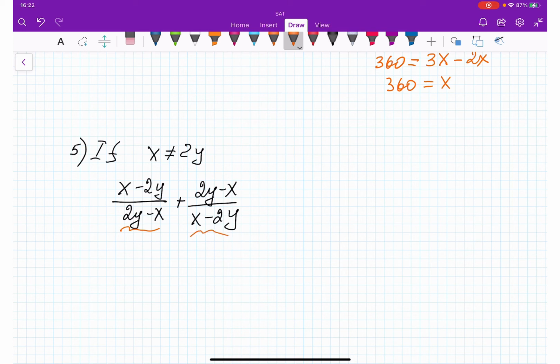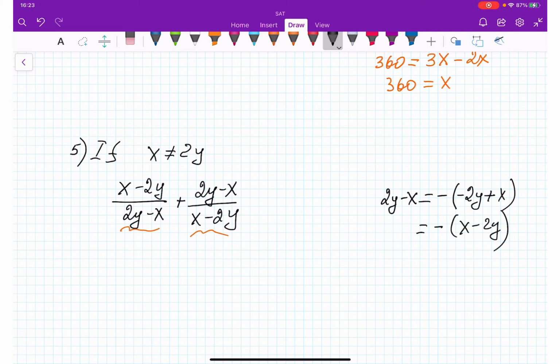What are we going to get? To make them equal, look here, 2y minus x. What if I put a negative sign in front and in parentheses I'm going to flip the sign? Positive 2y will become negative 2y, negative x will become positive x. I didn't unbalance the expression, because if you open this negative sign, you're still going to get negative x plus 2y, which is the same, right? So what I want to say, you can put a negative sign in front of parentheses, create a new negative sign, and switch the terms' positions.